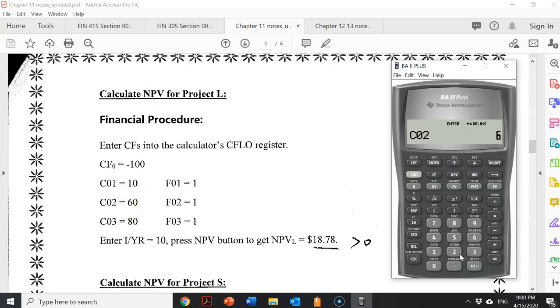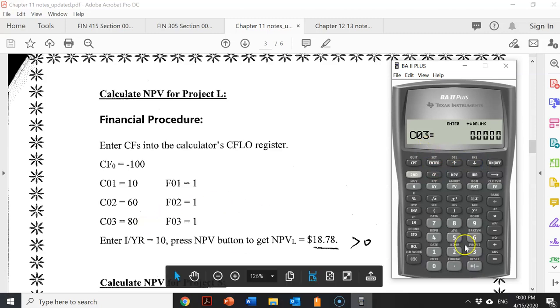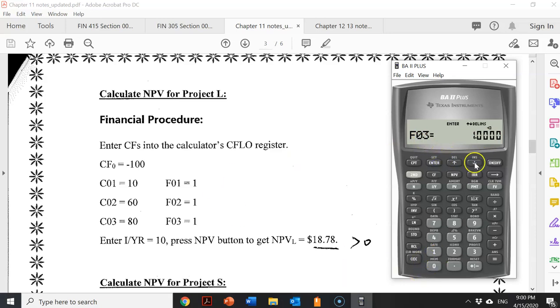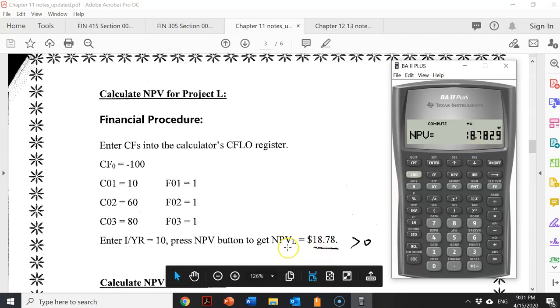Cash flow 2 as 60, enter. Frequency 2 as 1, enter. Cash flow 3 as 80, enter. Frequency 3 as 1, enter. Okay, double check, no cash flow 4. Come back to cash flow 0, go to NPV button, I input as 10, enter, down button, compute. Okay, we have 18.78 as our NPV for L.